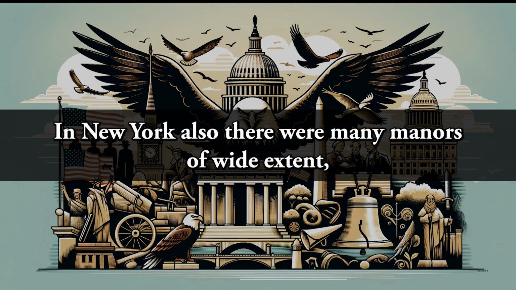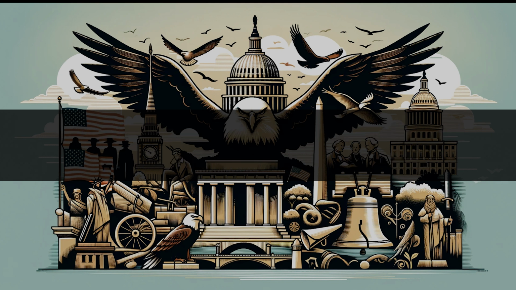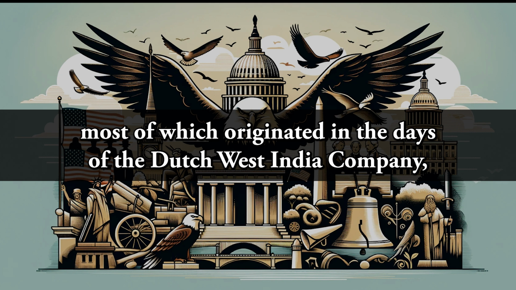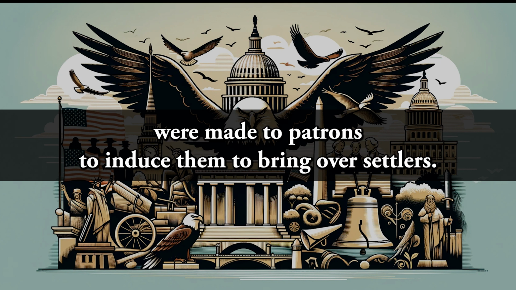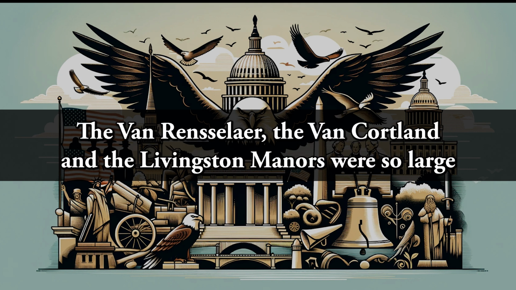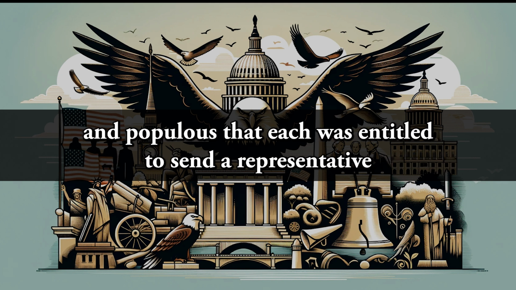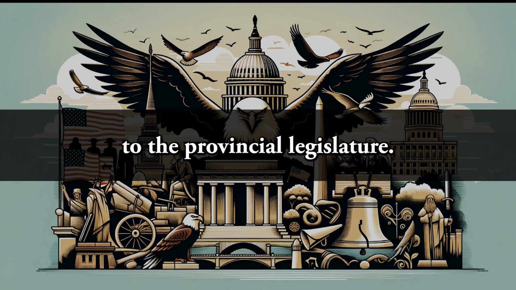In New York also there were many manors of wide extent, most of which originated in the days of the Dutch West India Company, when extensive concessions were made to patroons to induce them to bring over settlers. The Van Rensselaer, the Van Cortlandt, and the Livingston manors were so large and populous that each was entitled to send a representative to the provincial legislature.